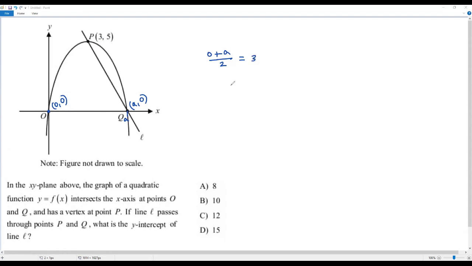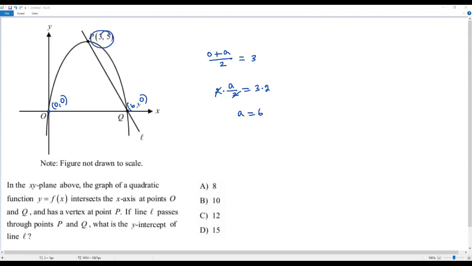Okay, 0 plus A is A, so A over 2 equals 3. Now let me multiply both sides of this equation by 2. When I do so, the 2 will cancel out. Then I'm getting A equals 6. Okay, here I got the value of A. Now let's replace A by 6, then we get (6, 0). Line L passes through the two points (3, 5) and (6, 0).